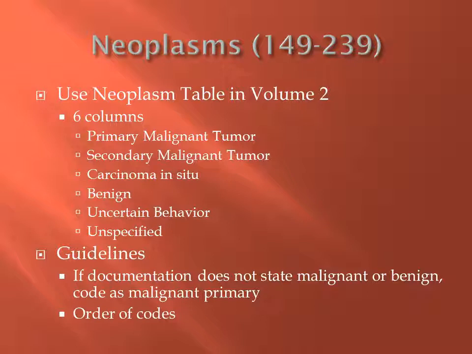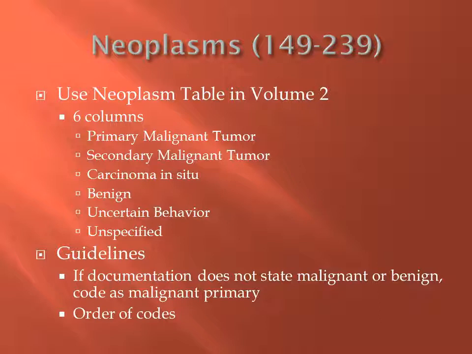Neoplasms. To code neoplasms, you're going to use the neoplasm table in Volume 2. It consists of 6 columns. Your primary malignant tumor, this is the original site of the tumor and the original tissue type. Secondary malignant tumor is a metastatic tumor, or the spread of a tumor from its original site to another location.